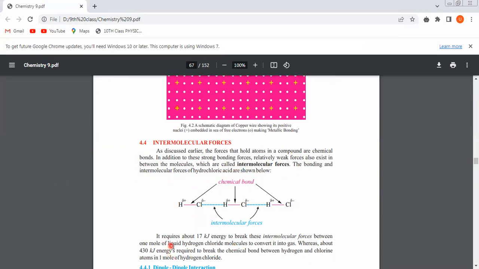It requires about 17 kJ of energy to break these intermolecular forces between 1 mole of liquid hydrogen chloride molecules to convert it into gas. Whereas about 413 kJ of energy is required to break the chemical bond between hydrogen and chlorine atoms in one mole of hydrogen chloride.